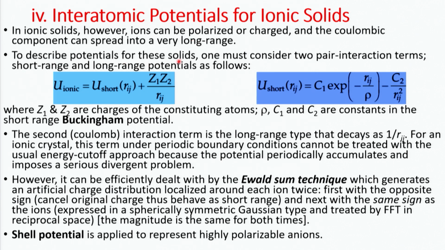To describe the potential for this solid, one must consider two pair interaction terms: the short range term, and at the same time also the long range potential. Essentially the ionic charge has the short range part, which can be a pair potential, and also the long range one. The long range is nothing but the coulombic potential, coulombic force. And the short range, we write in this form. Not exactly the Lennard-Jones potential, but we use this form: C1 exponential of minus Rij by rho, minus C2 by Rij to the sixth, where rho, C1 and C2 are constants. We need to again fit these parameters.